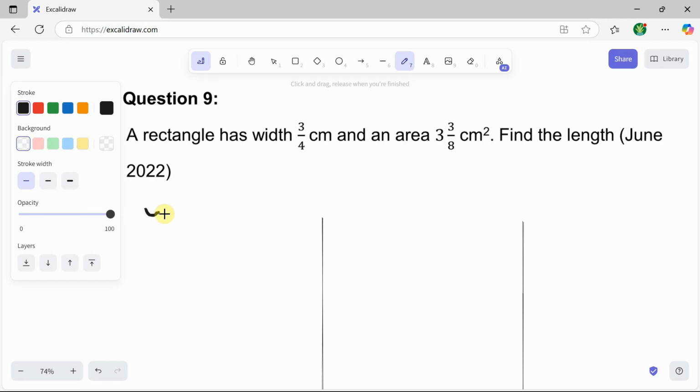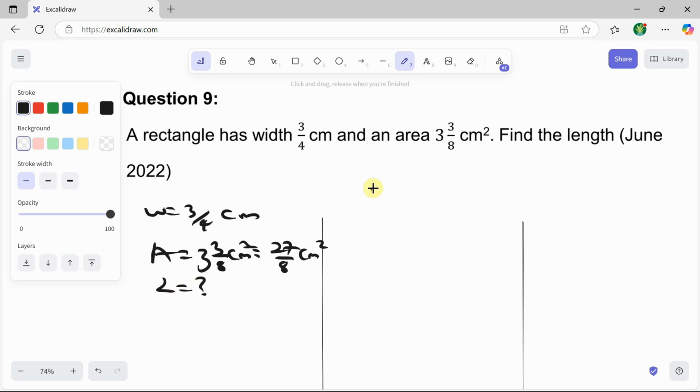So the width is 3/4 centimeters. The area is 3 and 3/8 centimeters squared, which is 8 times 3, 24, plus 3, 27/8 centimeters squared. So we're also to find the L, which is question mark. But we know that the A is equal to L times W. So the L will just be A over W.